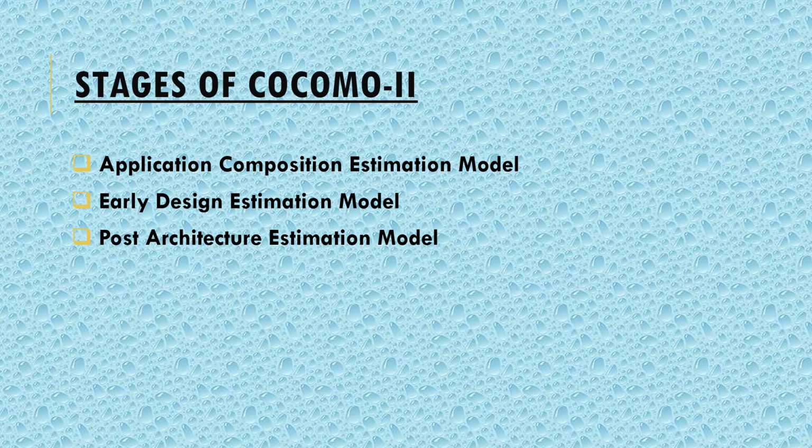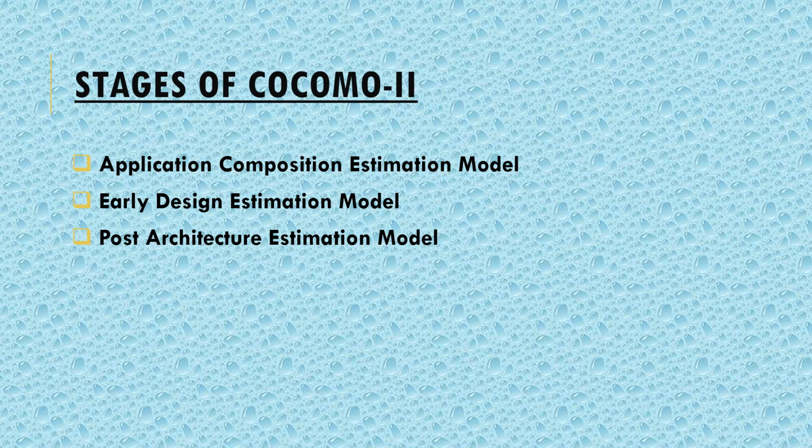Then second is the early design estimation model. This is also used in the early stages of the development process, when we do not have knowledge about the entire architecture, or when the requirements are not known so much. So this model is used to get a rough estimate of how much cost will be required in the project, what the schedule will be, and how much effort will be required. All these things can be determined with the help of the early design estimation model.